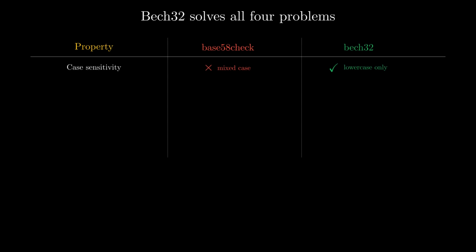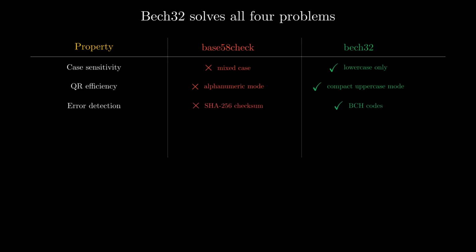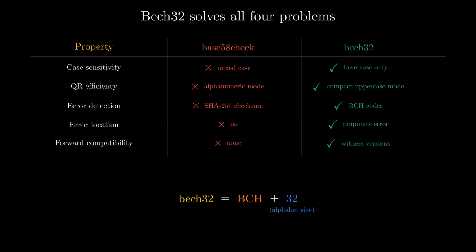It uses a single case, lowercase, which eliminates handwriting ambiguity and lets QR codes use their more compact uppercase-only mode. Its error detection is built on BCH codes, a family of error-correcting codes from 1950s coding theory researchers Bose-Chaudhuri-Hocquenghem. BCH codes mathematically guarantee detection of small errors and can pinpoint where the error occurred. The name Bech32 itself combines BCH with 32, the size of its character alphabet.